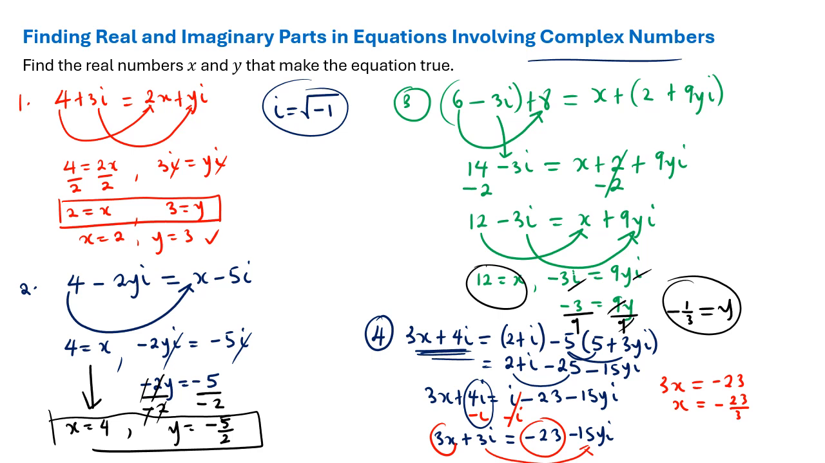Then to solve for the imaginary part, I am going to take 3i is equal to negative 15yi, so that I can divide both sides by i, cross those i's out, then I get 3 is equal to negative 15y. In order to solve for y, I'll divide both sides by negative 15. That means 3 over negative 15 equals y. Then I reduce the fraction to get negative 1 over 5 is equal to y.